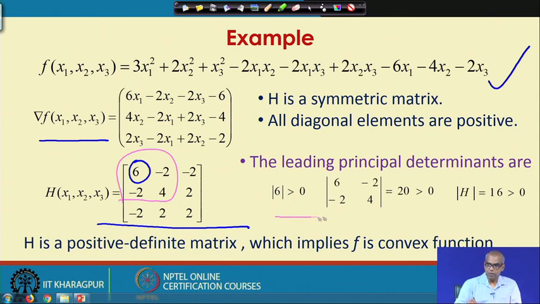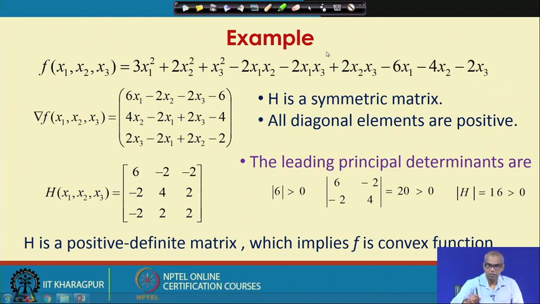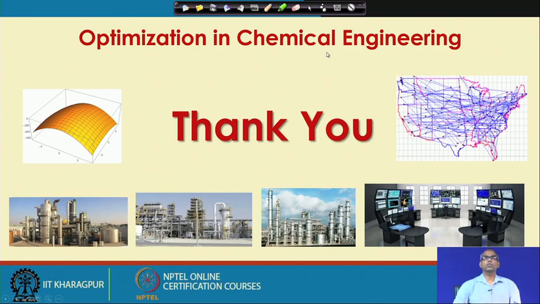So, all these leading principal determinants are strictly positive. So, the Hessian is a positive definite matrix, which implies the function f is a convex function. If you find the eigenvalues, you will see that all eigenvalues are strictly positive. So, the function given is a convex function. With this, we stop lecture 12 here.